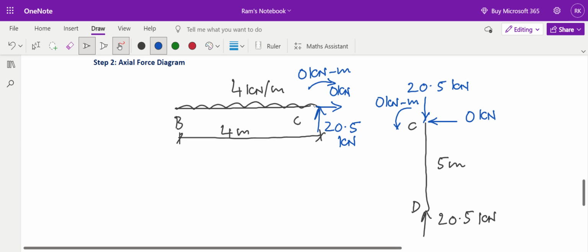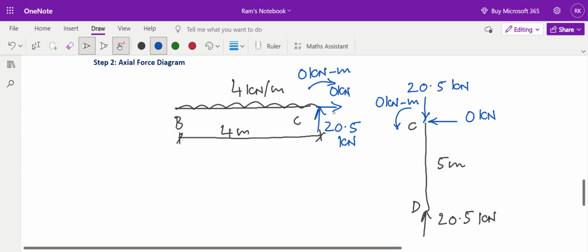So joint C is also balanced. Whatever balanced forces are on joint C in the portion CD, equal and opposite must be transferred to joint C in the member BC. Now joint C is balanced. Here we have balanced the member CD. Here we have balanced joint C.